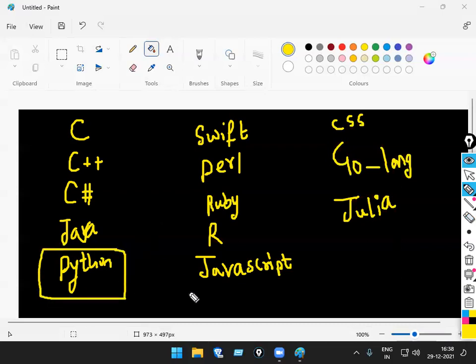In all of this, we are focusing on Python. Why are we focusing on Python? Because Python is both. It is programming as well as scripting. Both are there, and we'll show proof also. So we can do programming and we can even do scripting. That is the reason Python is in demand.